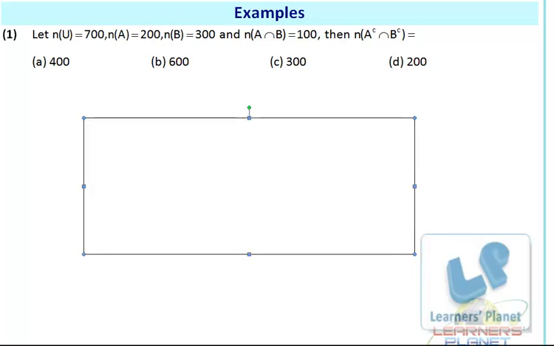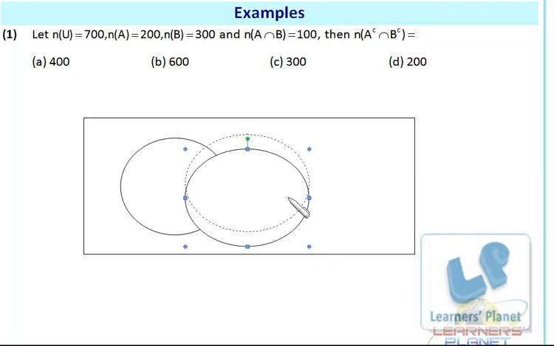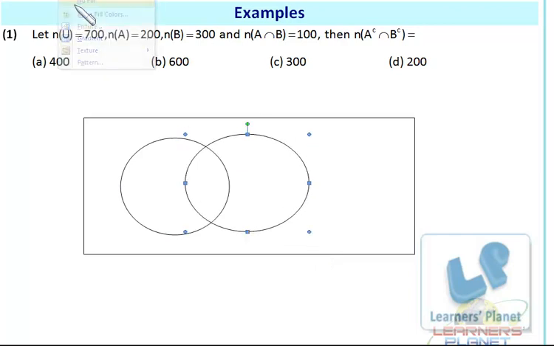This is a universal set. Then we have this circle A, and we have this circle B. Okay, now start filling. Total of all is 700. We start filling from the common portion, that is A intersection B, that is 100. Number of elements in A, so total of this circle is 200. So if 100 is here, 100 will be here. Right? And number of elements in B is 300, so 100 is here, 200 is here.